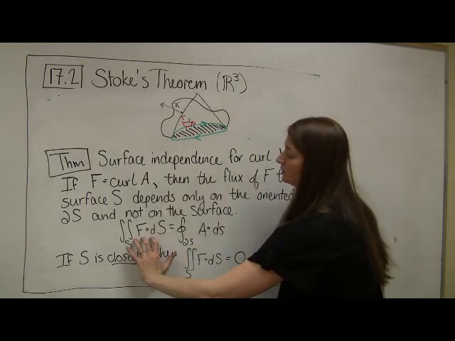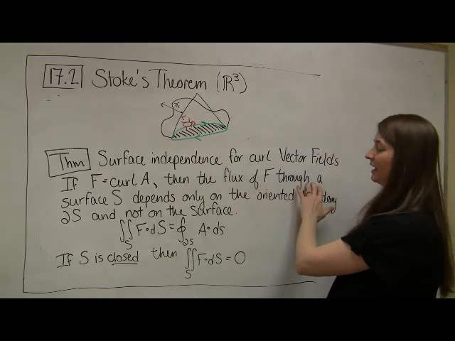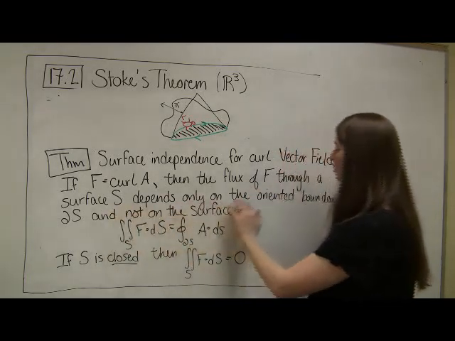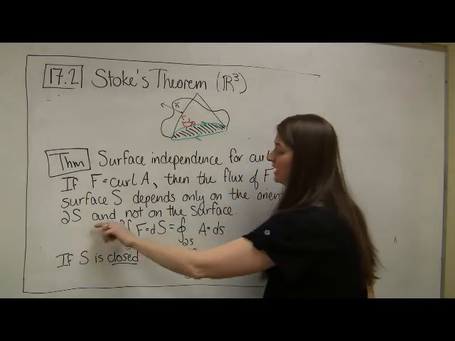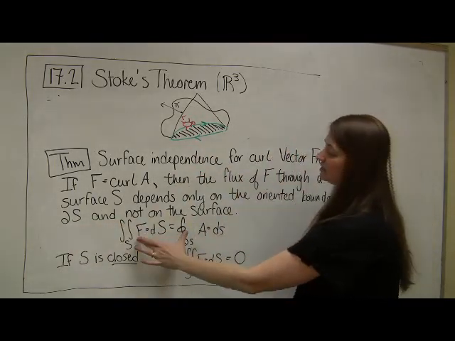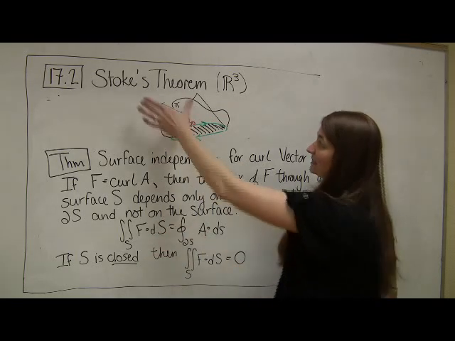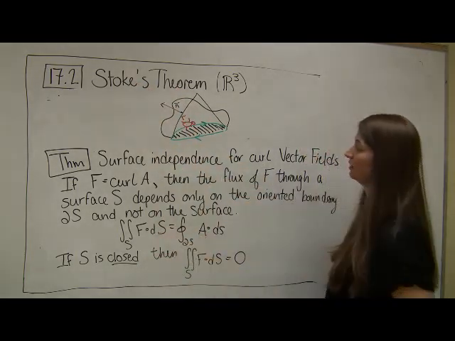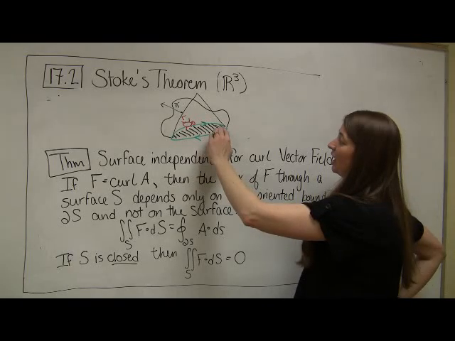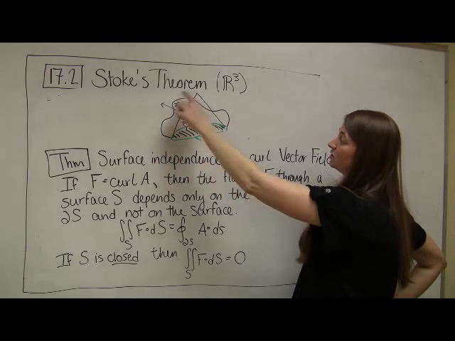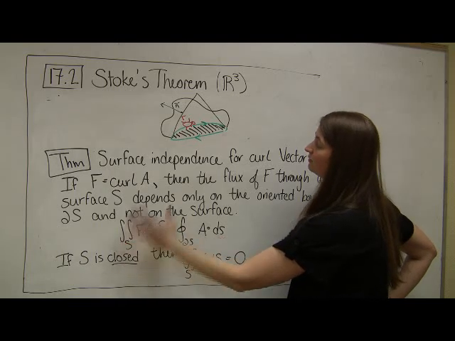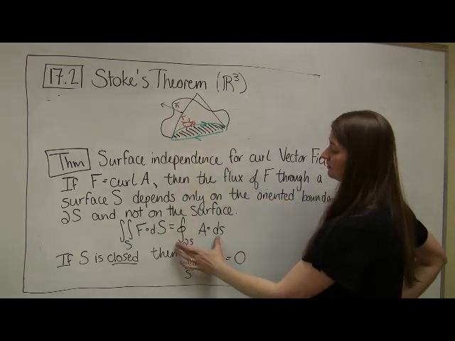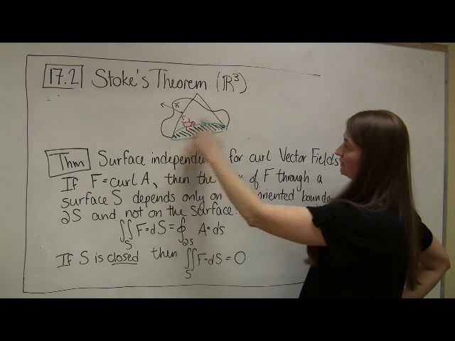It's this double integral. So the flux of F through a surface S depends only on the oriented boundary, this boundary, and ds, and not on the surface. And that's this written exactly algebraically. It's exactly just a restatement of Stokes' theorem. It's just saying that no matter what surface I choose, the integral that's computing the flux over that surface can be defined just by this oriented boundary, which is exactly what we have.